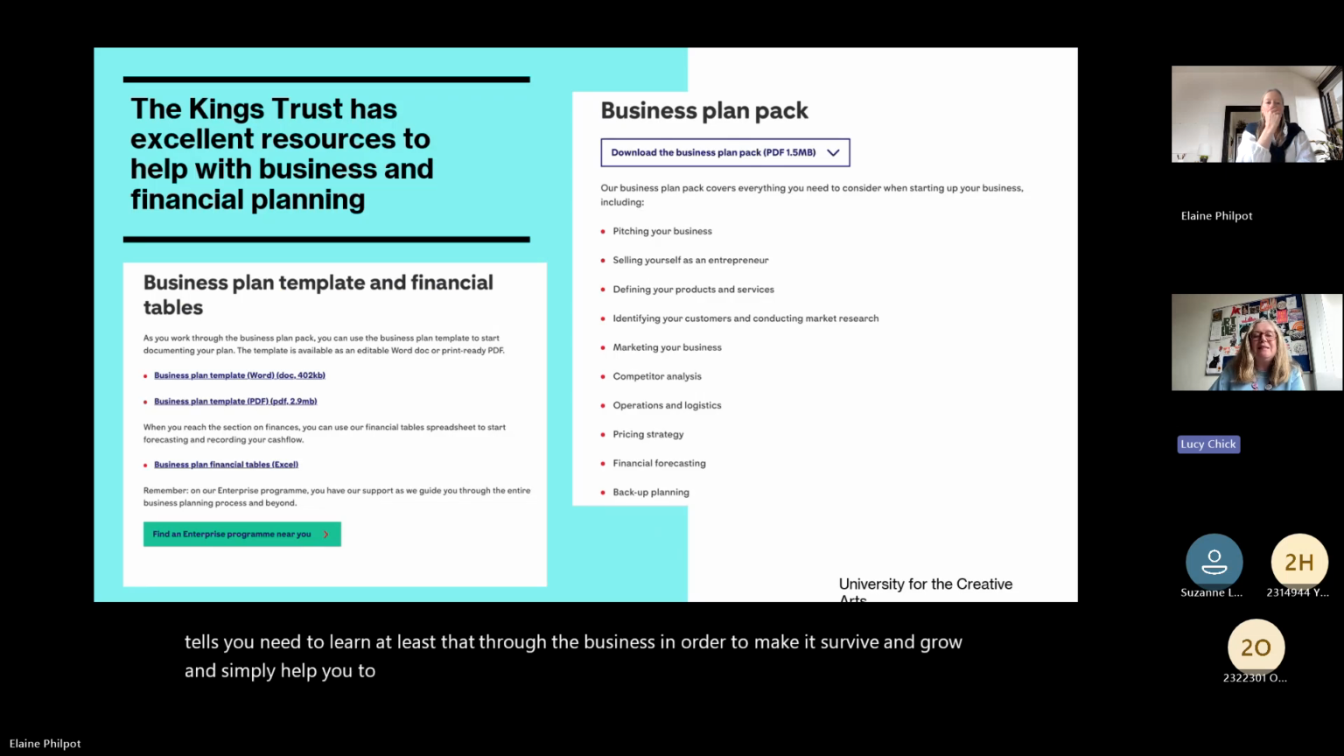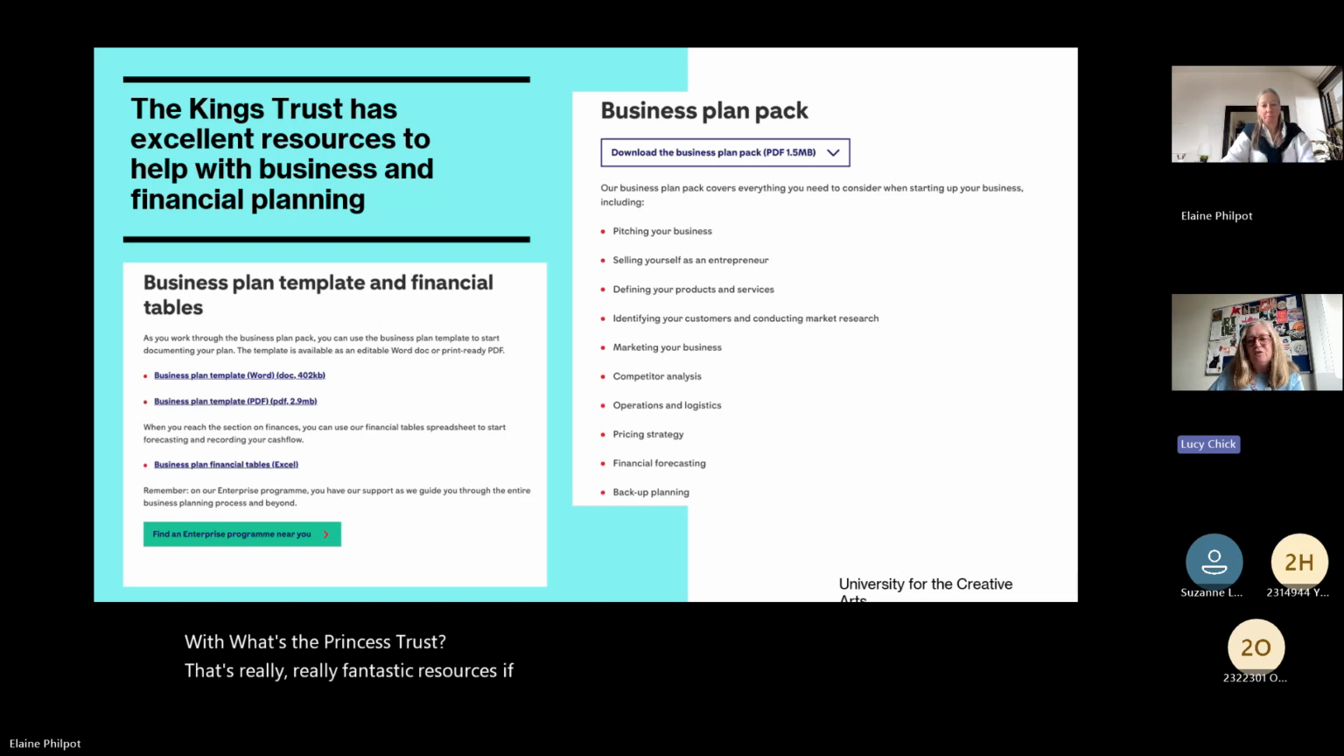So the King's Trust, which was the Prince's Trust, has really fantastic resources. If you're under 30, you can apply for loans from the Prince's Trust for businesses and get a business startup loan on very low interest.